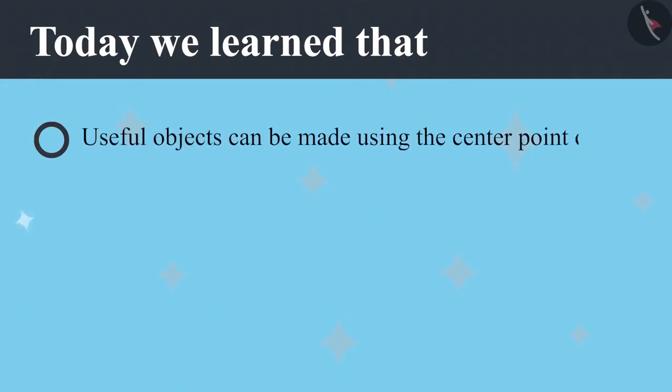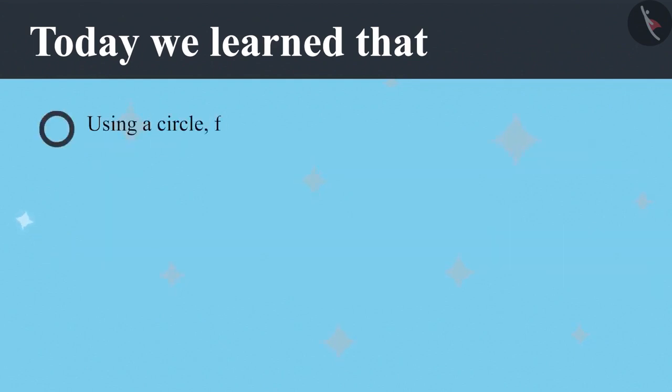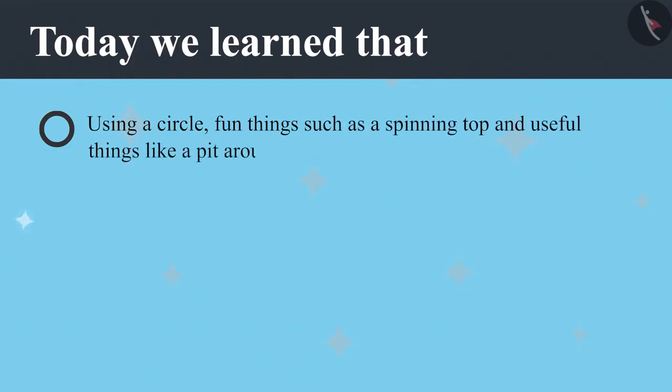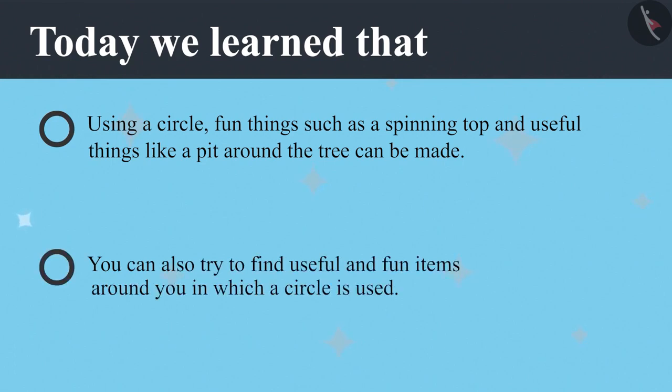Today we learned that useful objects can be made using the center point of a circle. To find the center of a circle-shaped paper, it has to be folded in half and then half again. A circle can be used to make fun things such as a spinning top, and useful things like a pit around a tree. You can also try and find useful and fun items around you where a circle has been used.